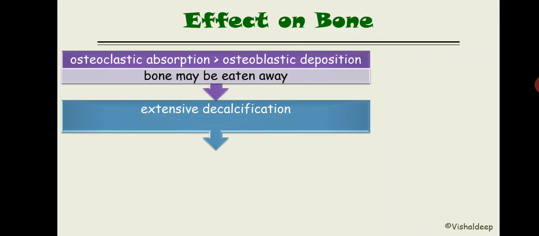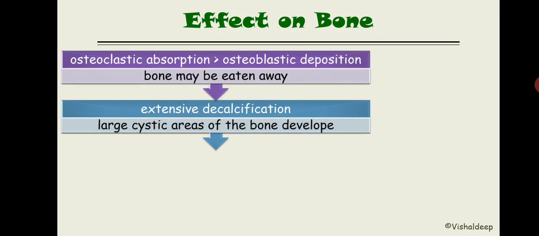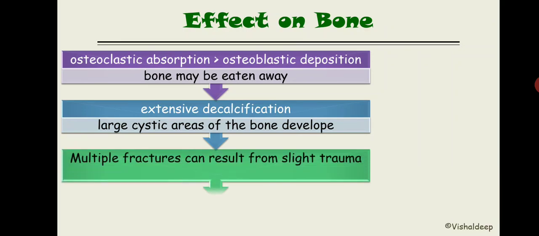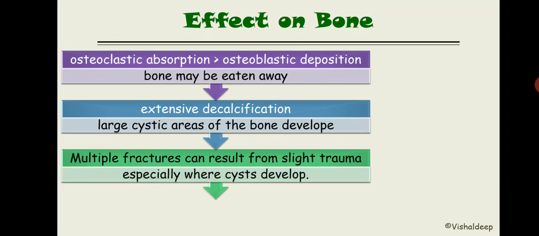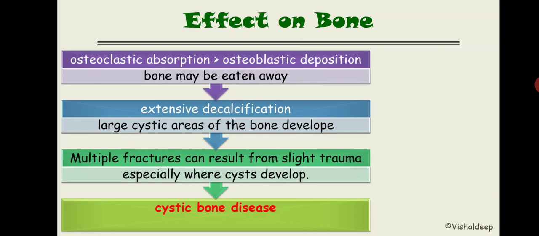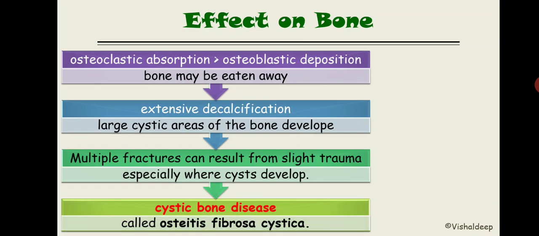inside the bone, and that space is filled with fluid, known as a cyst. So a large cystic area will develop inside the bone, and because of this cystic area, multiple fractures can result from a very slight trauma, and these fractures will be present where the cyst develops. That cyst formation inside the bone is known as cystic bone disease, and in our case it is known as osteitis fibrosa cystica. Remember the term osteitis fibrosa cystica.